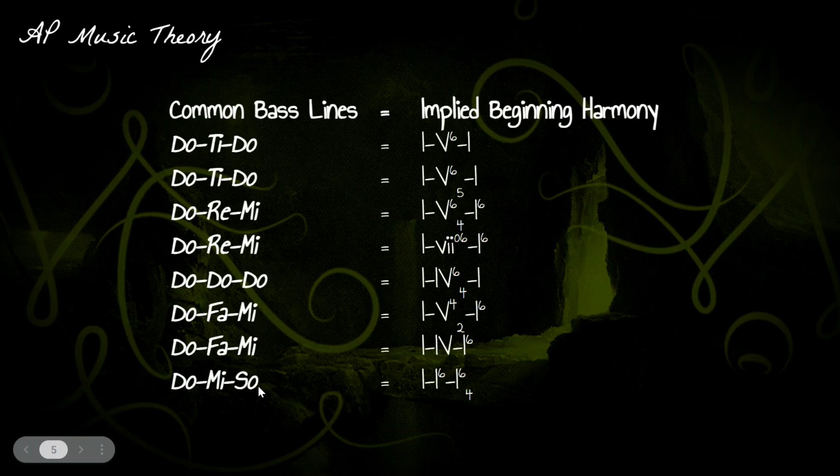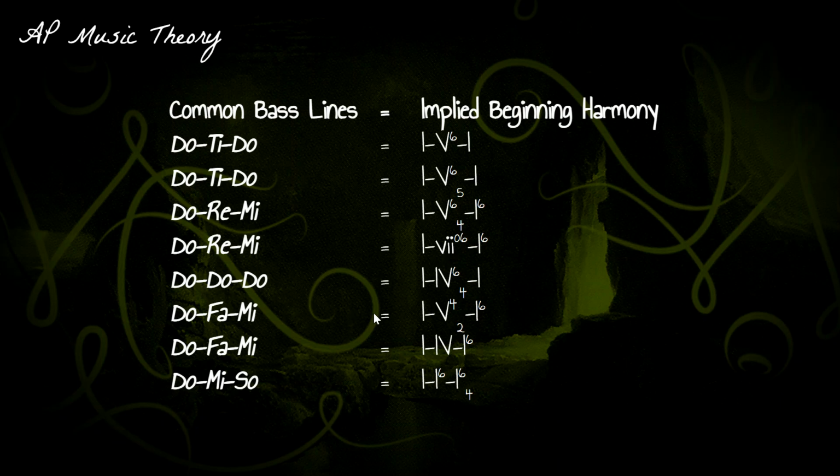We also have the implied beginning harmonies from the common bass lines. So we have do, ti, do: tonic, dominant, first inversion tonic. Do, ti, do can also be with an added seventh. We have do, re, mi with a tonic, second inversion dominant to a first inversion tonic. We can also have this with a leading tone first inversion triad.